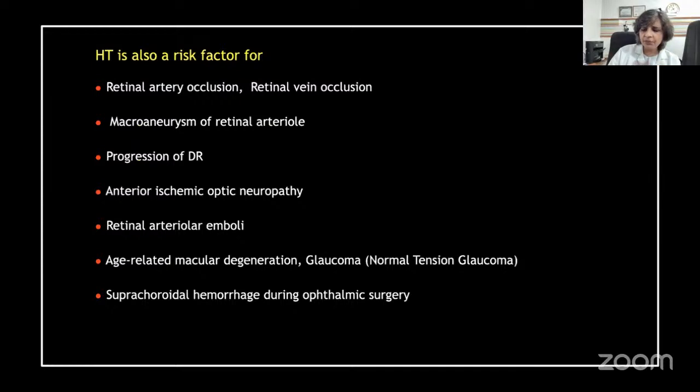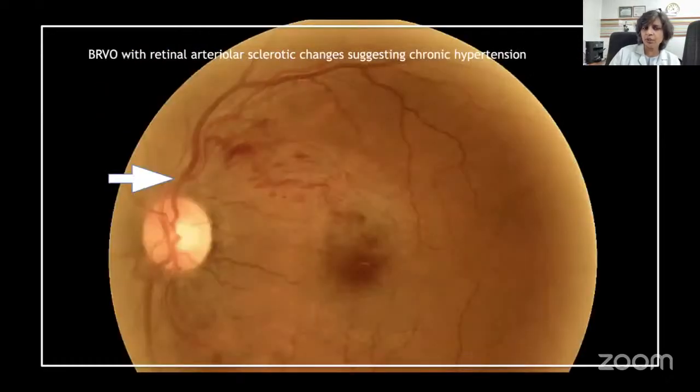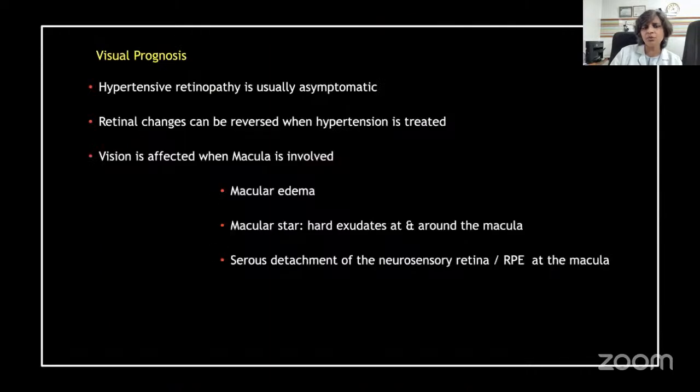Apart from causing retinopathy, more importantly and more commonly actually, hypertensive retinopathy is a risk factor for retinal artery occlusion, retinal vein occlusion, which is what we see mostly actually, more than retinopathy. Macroaneurysm of the retinal arteriole. It causes rapid progression of diabetic retinopathy if it is not controlled. Anterior ischemic optic neuropathy, arteriolar emboli, age-related macular degeneration, glaucoma is worsened by uncontrolled hypertension, and the risk for suprachoroidal hemorrhage during ocular surgery. This is BRVO caused by a sclerotic vessel passing over a vein.